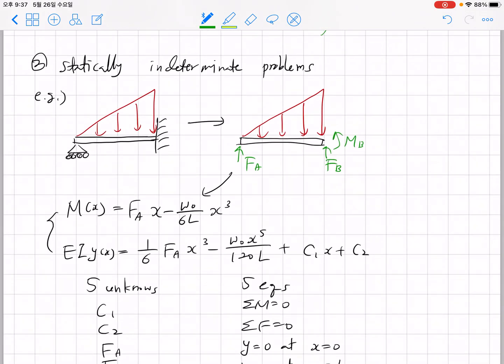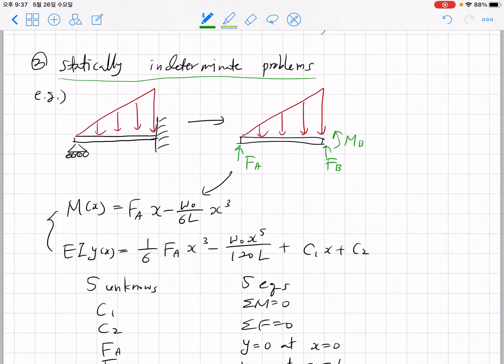And then we moved on to the statically indeterminate problems, where in addition to the typical beam bending problem, we have a redundant support such that we have an additional unknown force, and because of these unknowns, the problem is statically indeterminate. For example, here we have 3 unknown reactions, 2 unknown forces and 1 unknown moment.